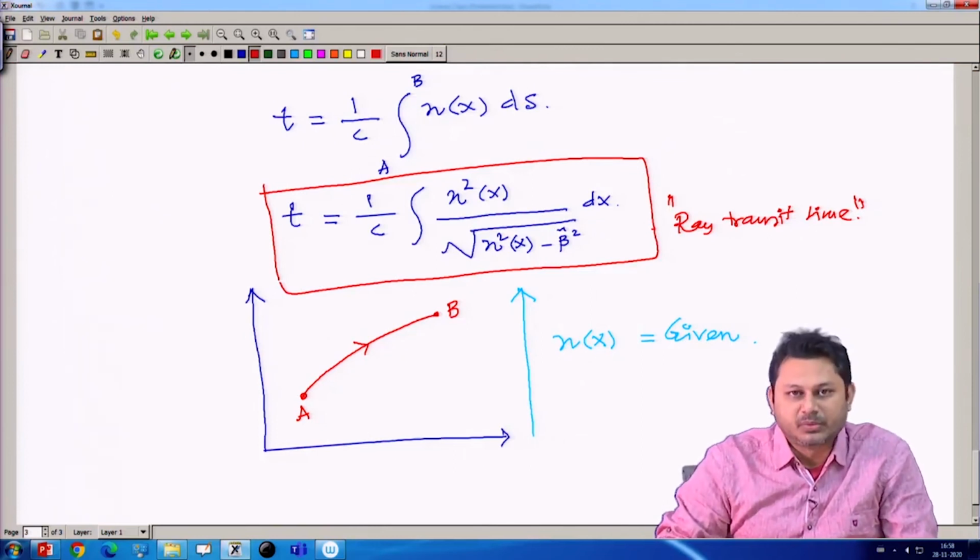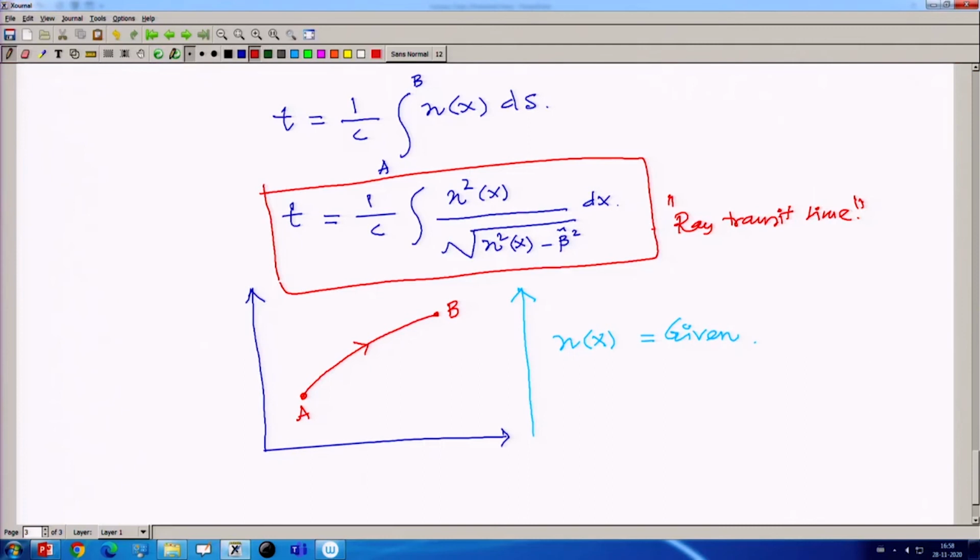In the next class we will start from this point and try to find out the ray transit time in certain cases. We start with simple cases, but in principle you can calculate also for complicated cases. The only thing is that you need to integrate it properly. The integration should be doable, then you can find out the value of the transit time t. It is useful to understand how much time the ray will take going from one point to another point in a waveguide, and if you know the refractive index profile, then you can calculate it by using this integration done today.